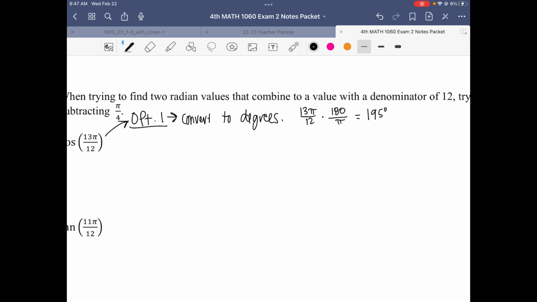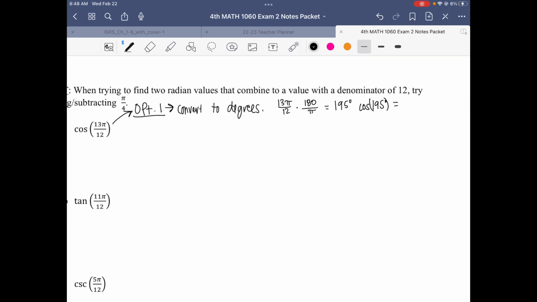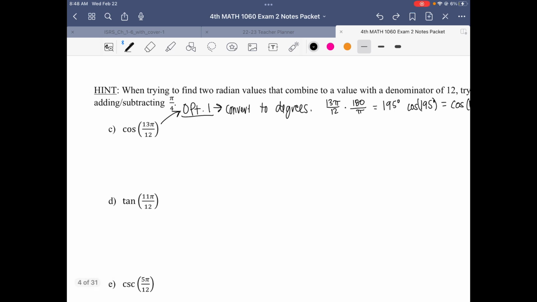So now it's the cosine of 195, and we could, of course, do that the same way we had been doing the ones on the last page. We could treat this as cosine of 135 plus 60, because those are both on the unit circle, and you could do it that way. I'm not going to go over that way again. You can look back at the last page to see how to do this, but this is an option for you.